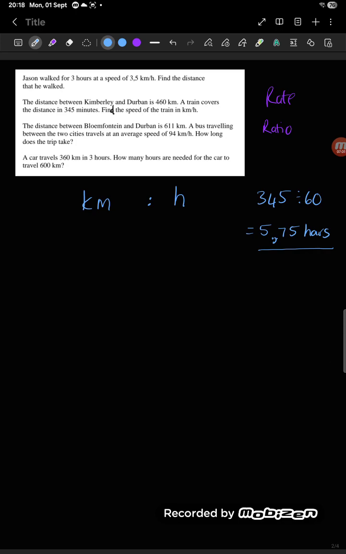So the distance between is 460. Okay, find the speed of the train if it gets there. And I think they should have put something extra here by saying if it gets there in 345 minutes. Okay, find the speed of the train. Well, how many hours have I got?